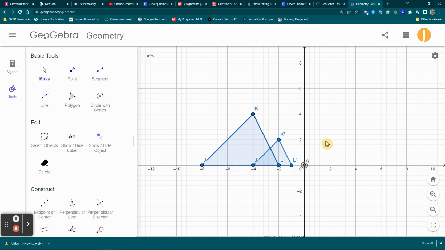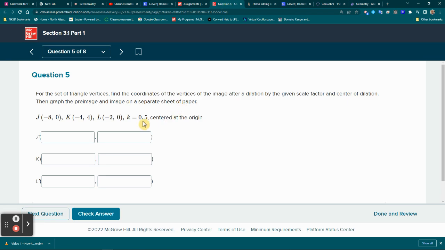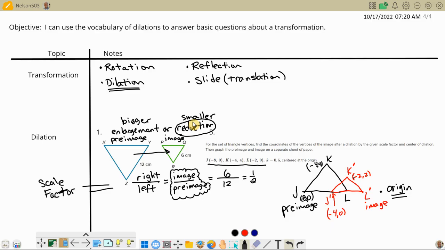So you might need to just do a flat out new setup for your drawing if it asks you to dilate around some other point than the origin. If it's asking about the origin, you just multiply by the scale factor. So let me just see if I can make that clear back here on the drawing. See, if I just multiply by 0.5 on each one of these numbers, J prime is going to be at -4, comma 0. So I just took half of that -8 and half of the 0 and put them in. That only works if it's at the center of the origin.